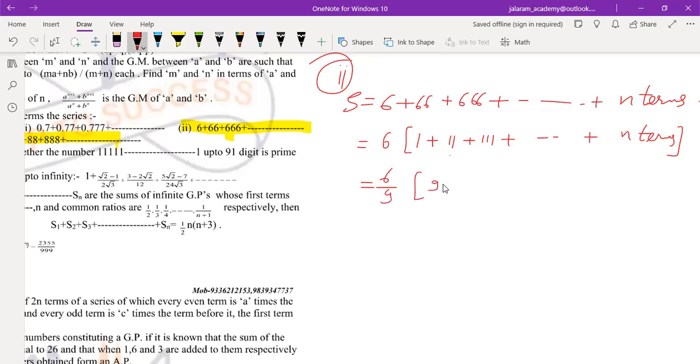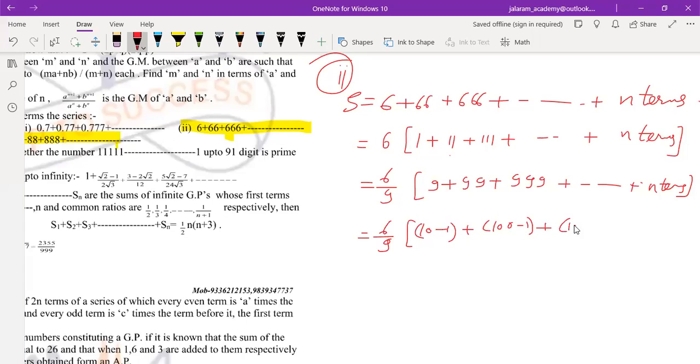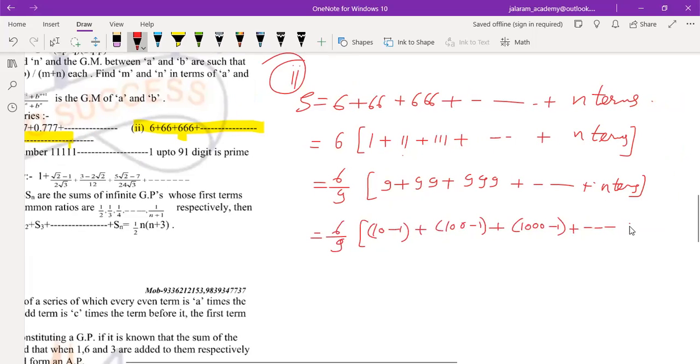So we have to multiply by 9 also. So 9 plus 99 plus 999 and so on up to n terms. So again 6 by 9 into, we can write this 9 as 10 minus 1, and 99 as 100 minus 1, plus 999 as 1000 minus 1, and so on up to n terms.